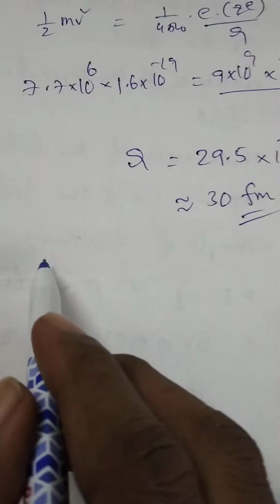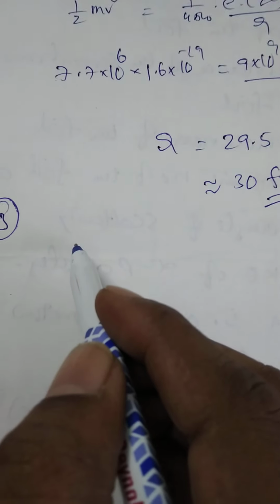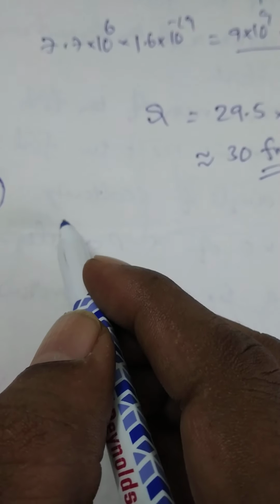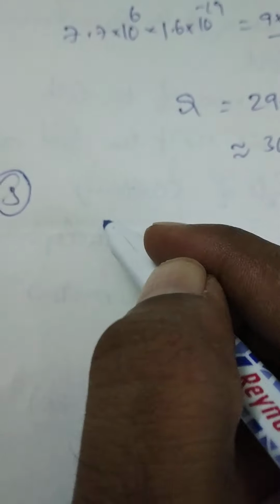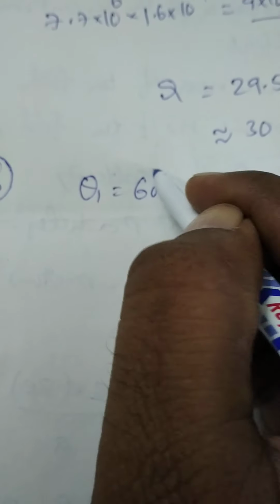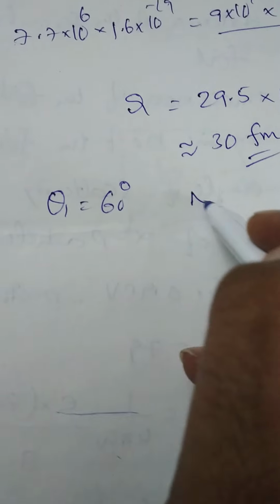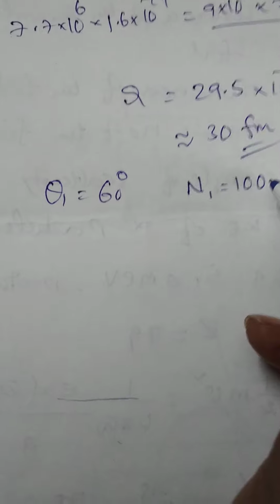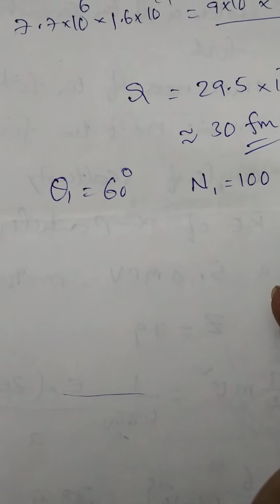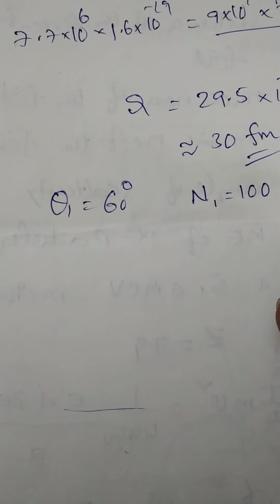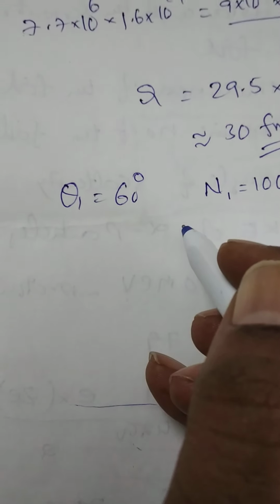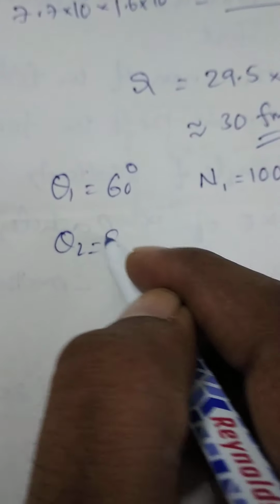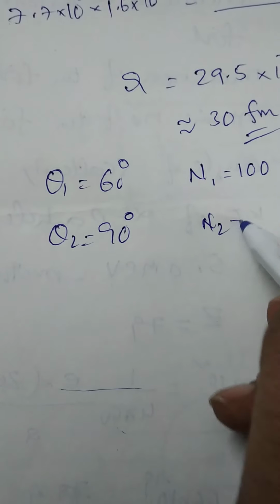Suppose it is given that the number of alpha particles scattered at an angle theta 1 is equal to 60 degrees is 100 per minute in an alpha particle scattering experiment. Find the number of alpha particles per minute scattered at an angle 90 degrees. So what is the value of N2?